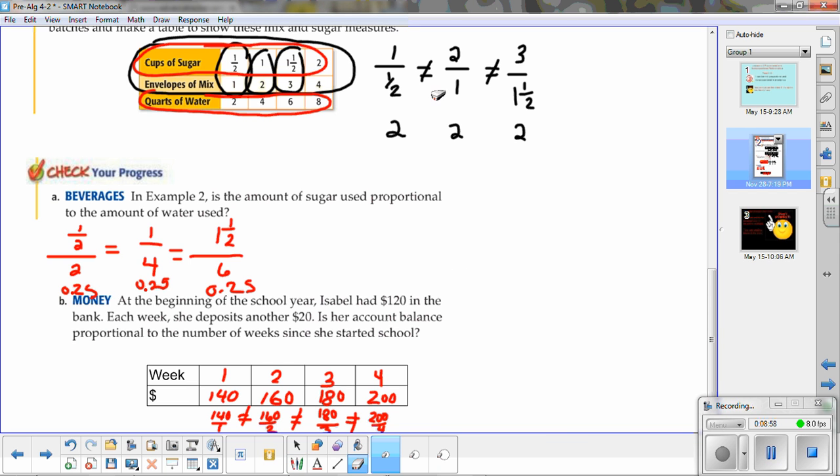Now I noticed that up here I put not equal when these were actually equal. So I'm going to fix that real quick.